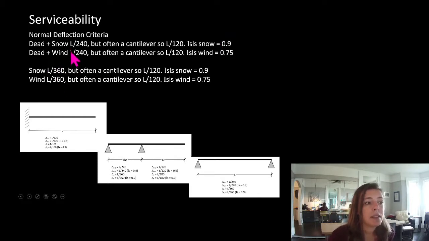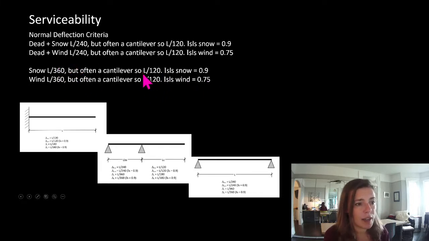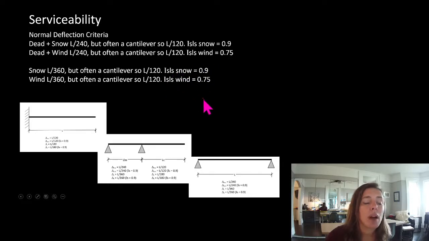For dead and wind, it would be L divided by 240, but again, often a cantilever, so L divided by 120. For these objects by themselves, again, often a cantilever, and I've got a typo in that there. Wind, snow, L divided by 180. Because they're cantilevers, this L divided by 360 would often need to be a 180, or get to be a 180, and then we would use our importance factors for snow and wind deflection criteria.